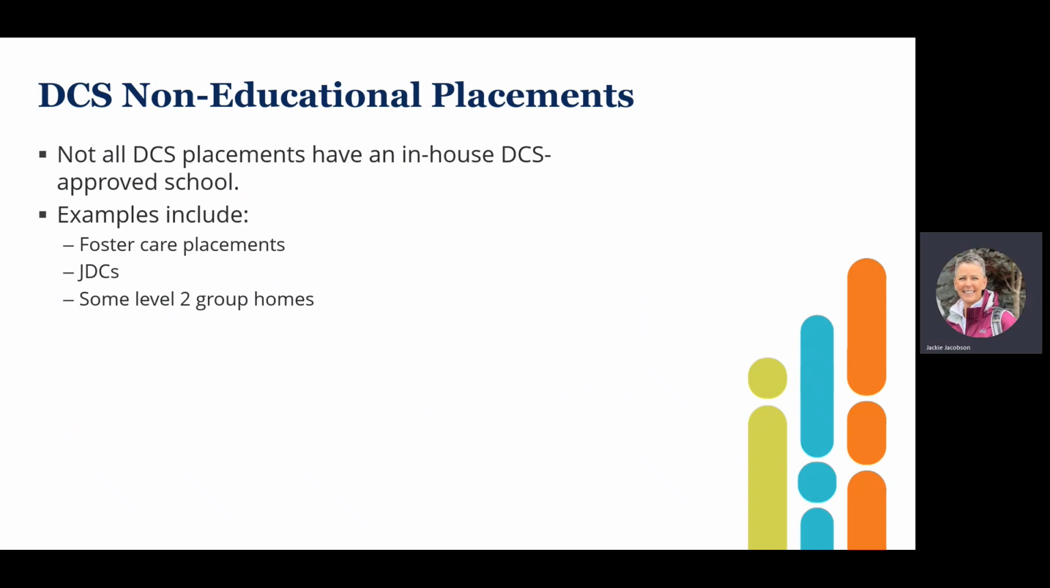DCS also has non-educational placements. So not every DCS placement will have that in-house DCS approved school. Some examples of this include foster care placements in private homes, juvenile detention centers, and in the state of Tennessee, we still have Level 2 group homes.